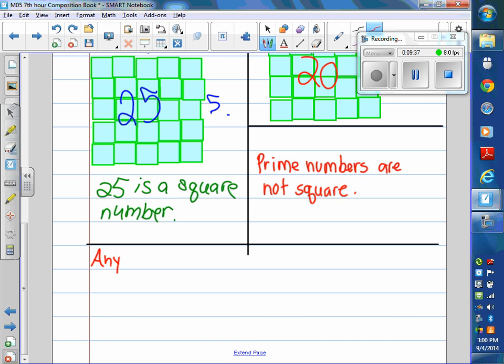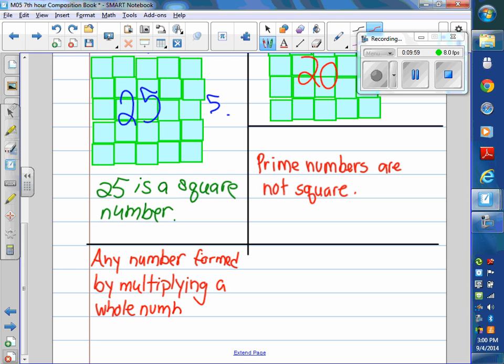Any number formed by multiplying a whole number by itself. And the reason I said a whole number, it can't be like a decimal. Square numbers are whole. Perfect.